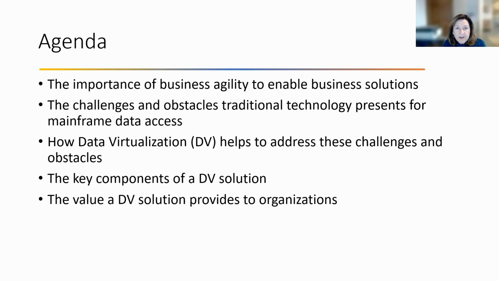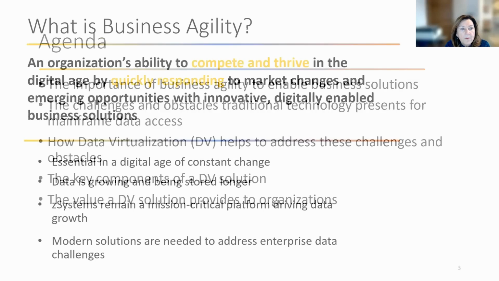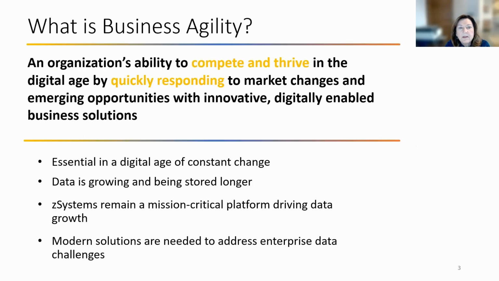While you're doing that, I'll talk a little bit about what is business agility. What does that really mean? Because everyone can have their own connotations of what is meant or intended by business agility. For our purposes in today's meeting, it's really the ability for an organization to compete and to thrive in today's digital age by being able to respond quickly to market changes, emerging opportunities, with business solutions that are innovative and digitally enabled. It's, as we all know, very challenging today to keep up, and also critical.